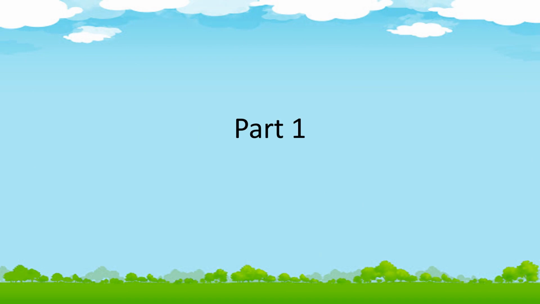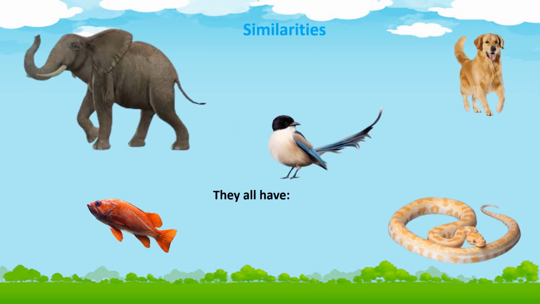So this is part 1 of the video. Okay, look at these animals. All of them are animals, right? We will find the similarities between these animals. Similarities means what is the same, what is common between all these animals. Let's see. What do they all have? I want you to observe them. That means look carefully at each animal and tell me what do they have in common?